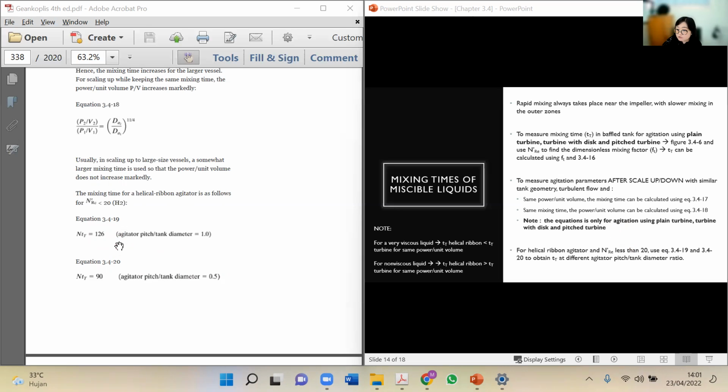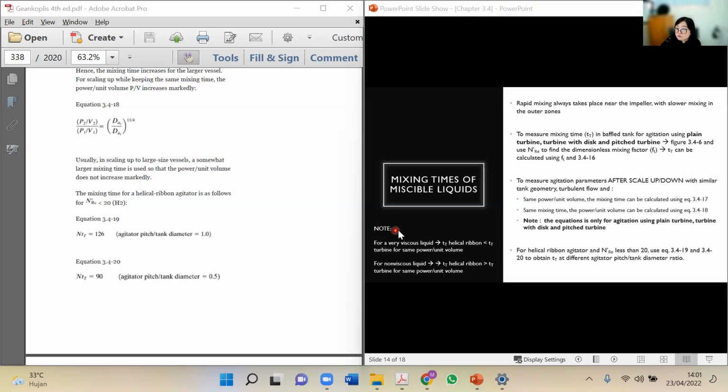If the agitator pitch to tank diameter ratio equals 1, then you can use this equation: N times Tp equals 126. Here, N refers to the rotational speed, of course in revolutions per second. Meanwhile, for the agitator pitch to tank diameter ratio equal to 0.5, you use the equation at the bottom of the page: N times Tp equals 90.